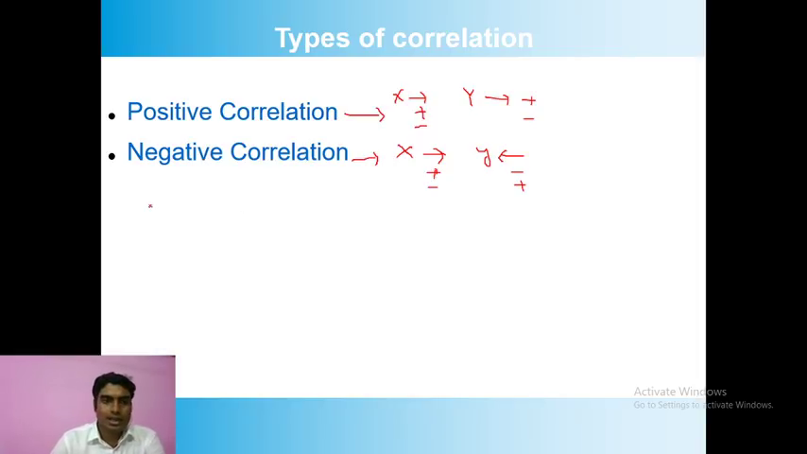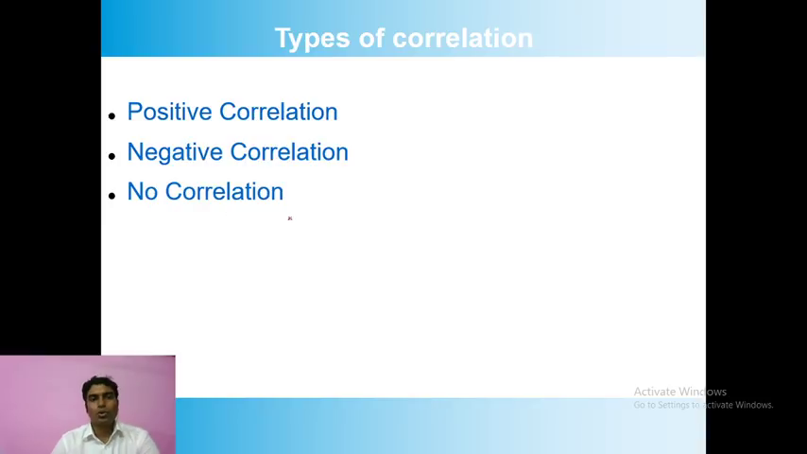Now the third case is known as no correlation. Sometimes it is also called zero correlation. So the third one is zero correlation. We can have three types of correlation: positive, negative, and no correlation. Now let's understand all these different types of correlation through examples.